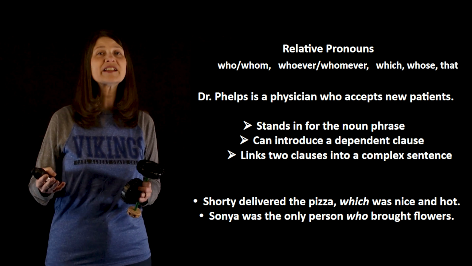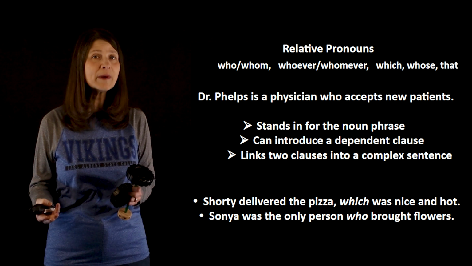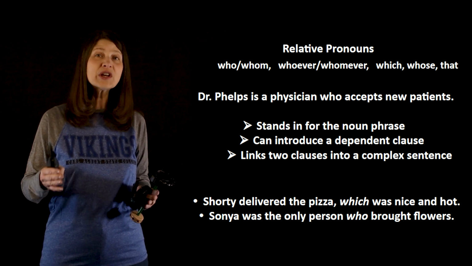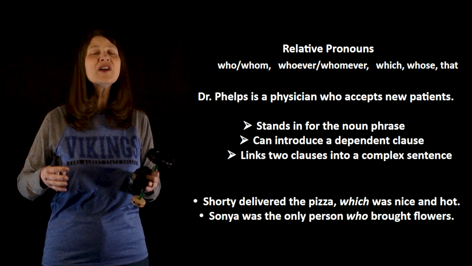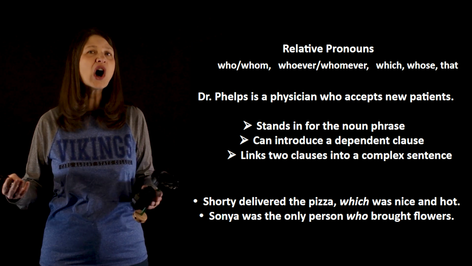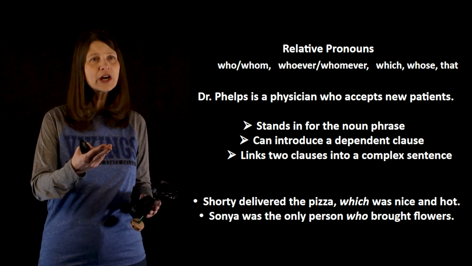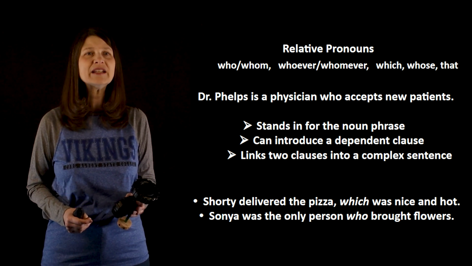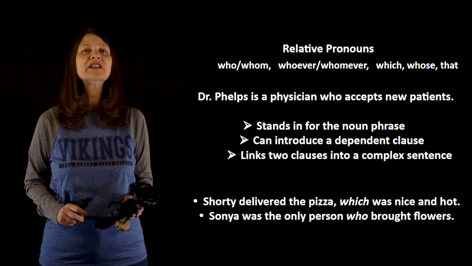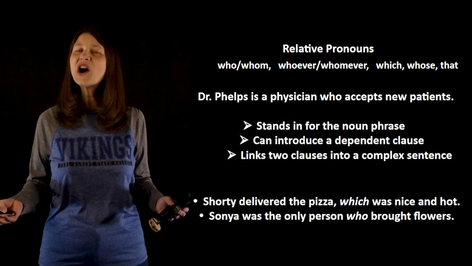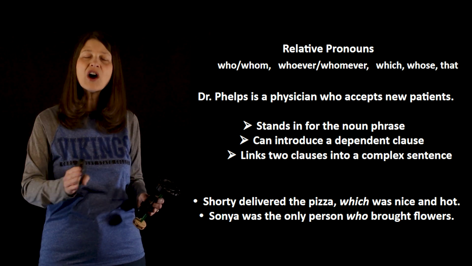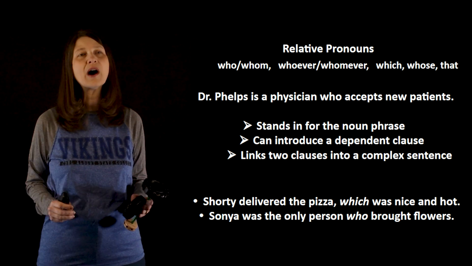Like our other complex sentences, we sometimes have to deal with commas. When do I use a comma with a relative pronoun? I use a comma with a relative pronoun if the extra information, the dependent clause, is non-essential. Look at our two examples. Shorty delivered the pizza, which was nice and hot. What's the main thing I want you to know? That Shorty delivered that pizza. The fact that it's nice and hot is extra information. So I'm going to take that relative pronoun and set off that dependent clause with a comma.